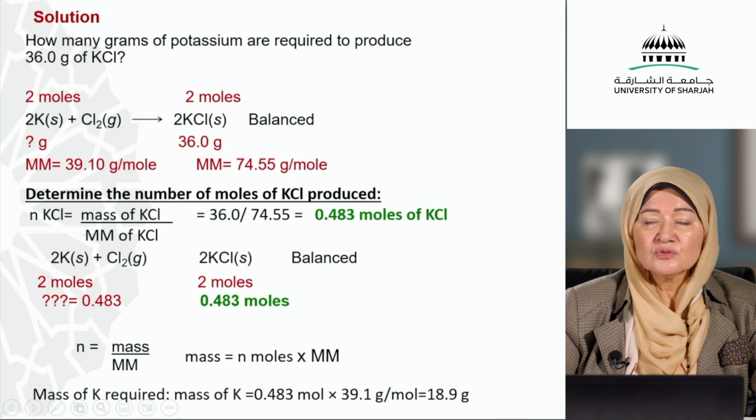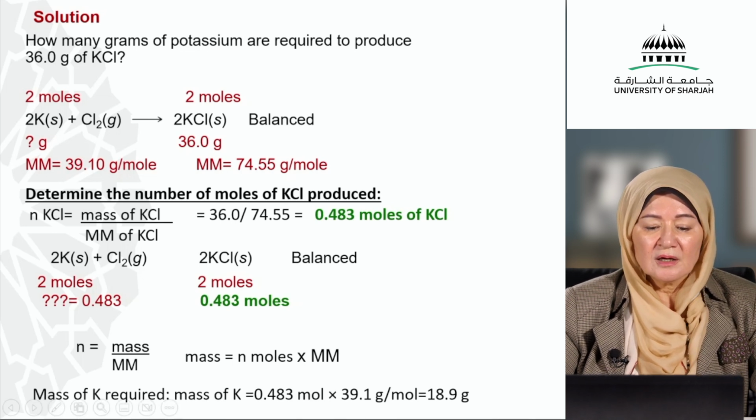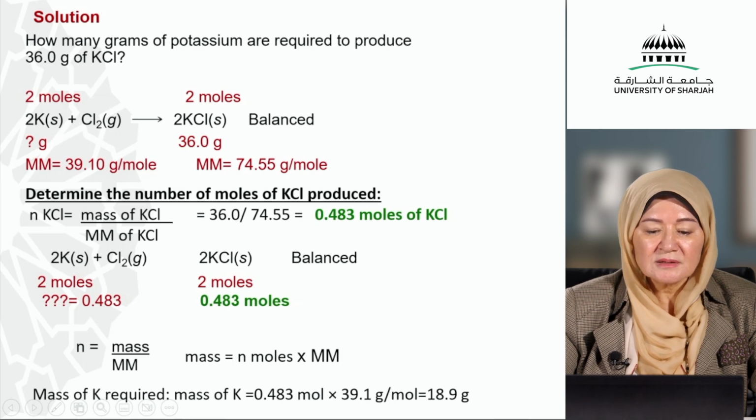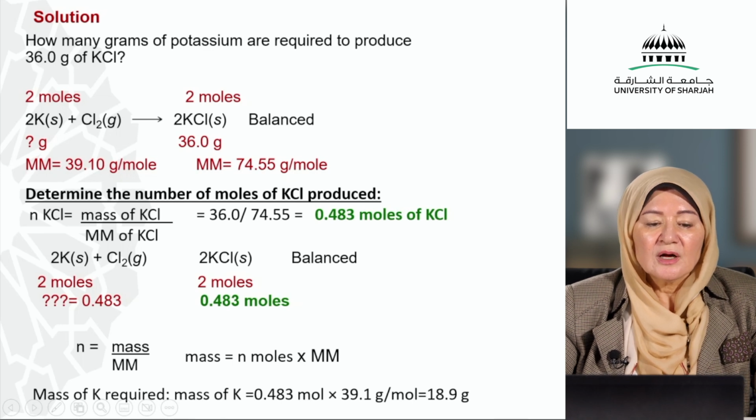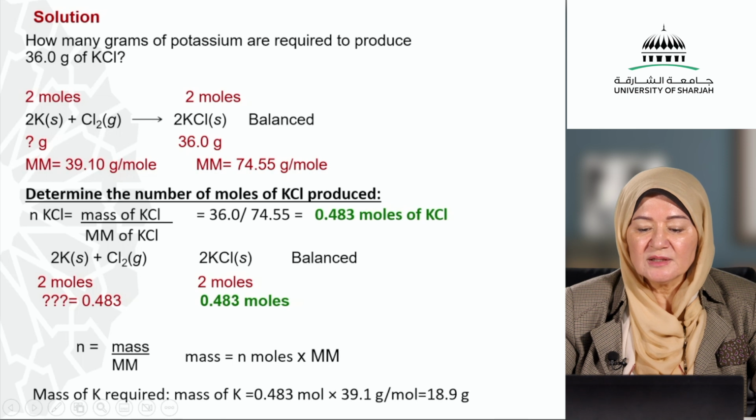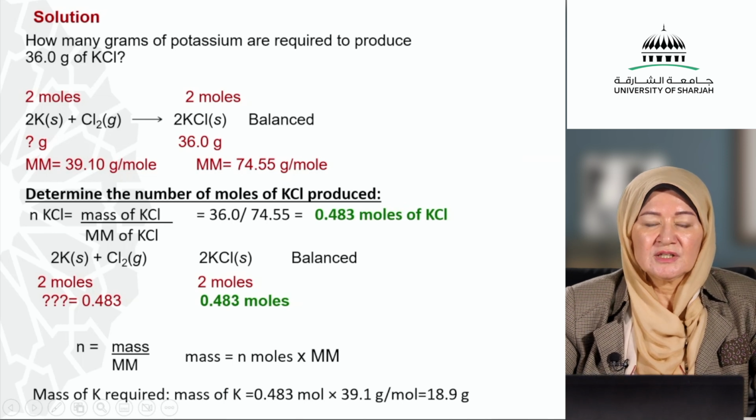I've got this in moles, 0.483. I have to convert it now to grams. How do I convert it to grams? I use this formula: 0.483 moles, the number of moles, times the molar mass, 39.1, I will get 18.9 grams. Therefore, I should have started with 18.9 grams of potassium in order to get 36 grams of KCl.